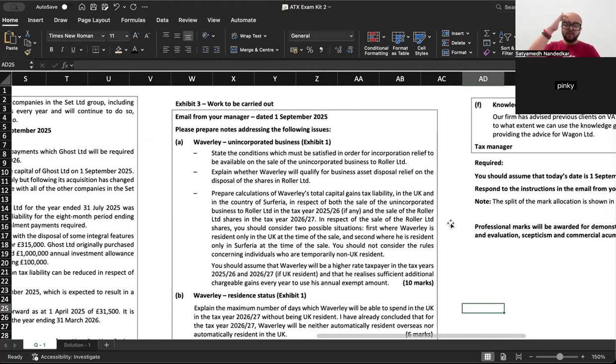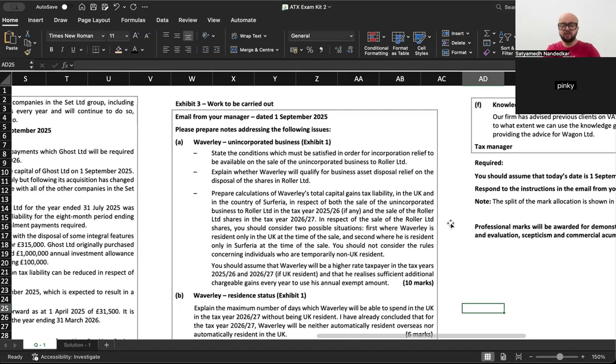Waverley Company or Waverley Unincorporated Business. State the conditions which must be satisfied in order for incorporation relief to be available on the sale of the unincorporated business to Roller Limited. You have to only refer to Exhibit 1. Explain whether Waverley will qualify for BADR on the disposal of shares in Roller. Prepare calculations of Waverley's total capital gains tax in the UK and in the country of Surferia in respect of both the sale of the unincorporated business to Roller Limited in the year 25-26, if any, and the sale of Roller Limited shares in the year 26-27.